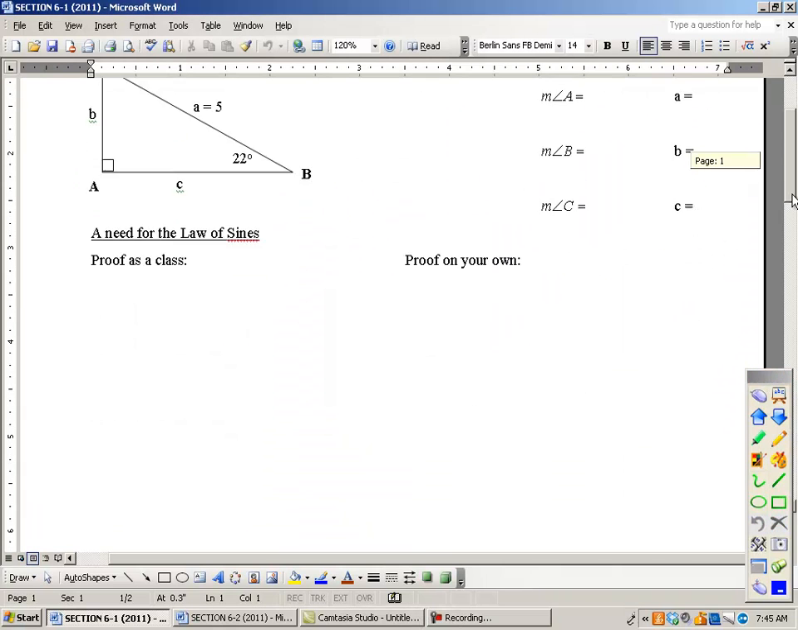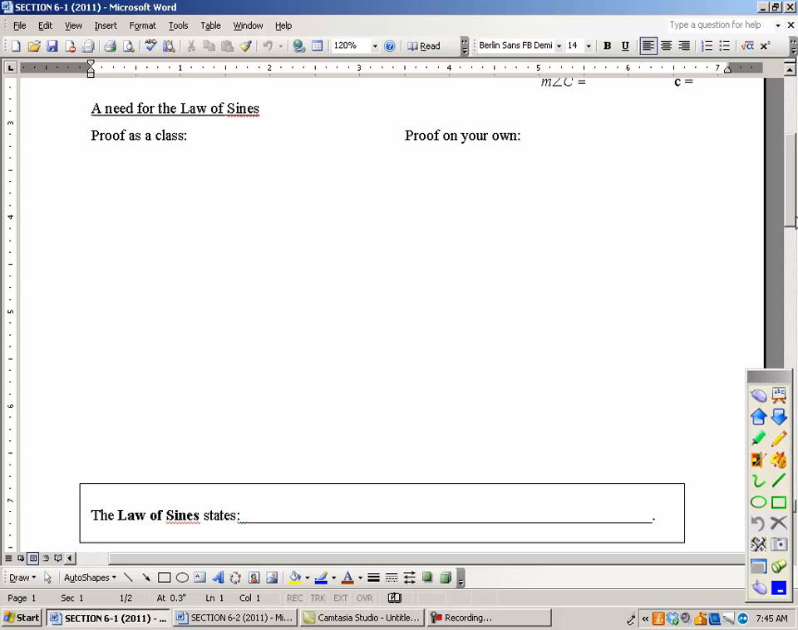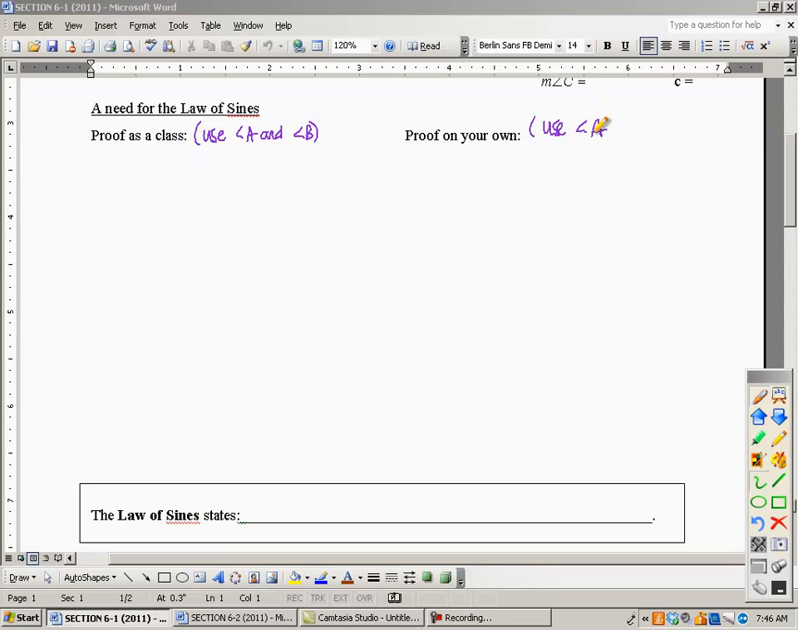So here's what we're going to do. Let's slide down and I'm going to show you a proof. And normally with these proofs, I do one with you and then you do one on your own, but I'm going to show you both. These are in the back of this chapter too. Okay, so here we go. For the first one, I'm going to use angle A and angle B. And for the second one, I'm going to use angle A and angle C. And the reason is I want to show you how the entire law of sines came about. And so that's why we're going to go a little differently.